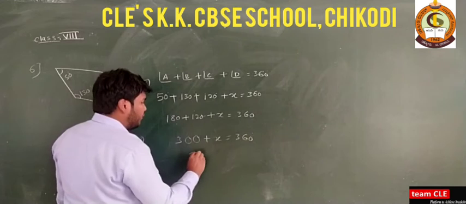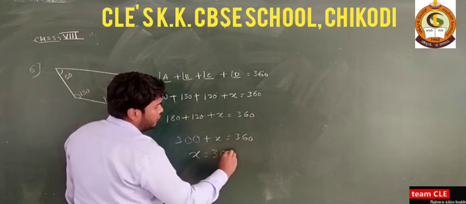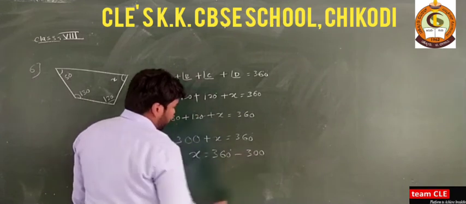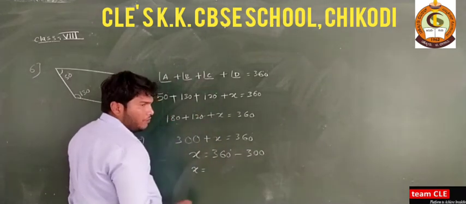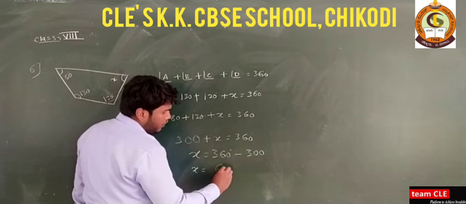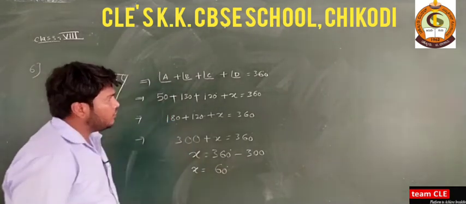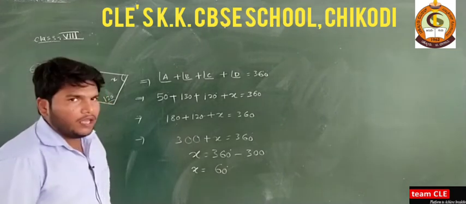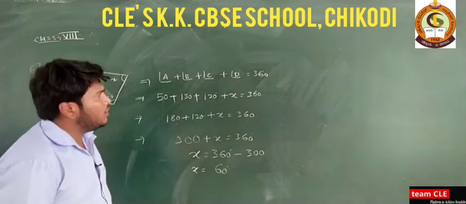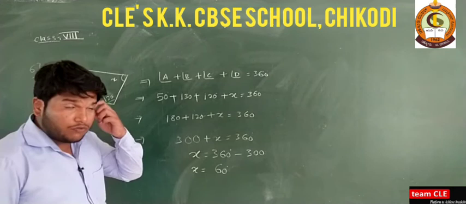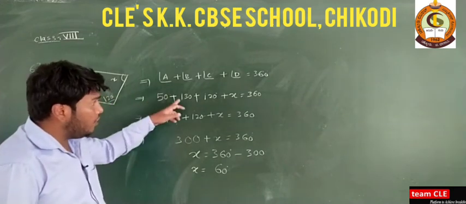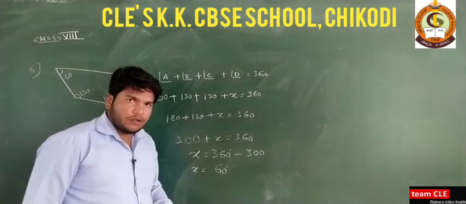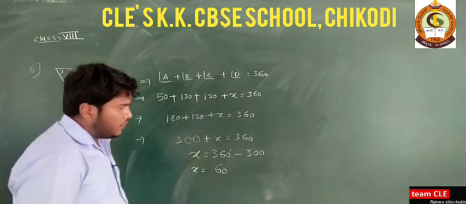So you will get x is equal to 360 degrees minus 300, that is, if you subtract 300 from 360, you get 60 degrees. By using the angle sum property of a quadrilateral, angle A plus angle B plus angle C plus angle D is equal to 360 degrees. I substituted all these values and got the x value. So this is one example.